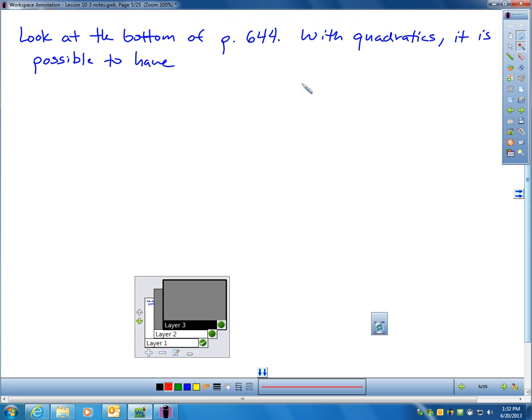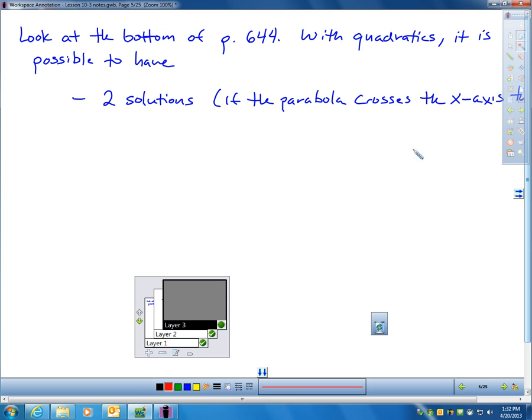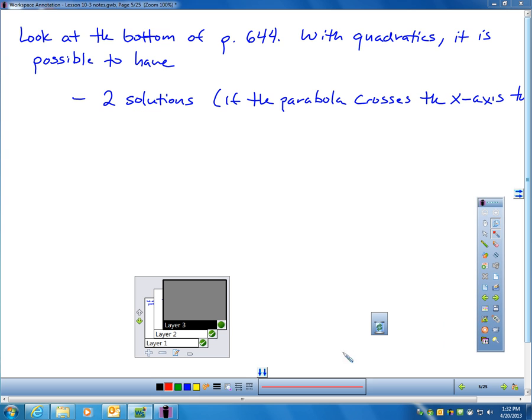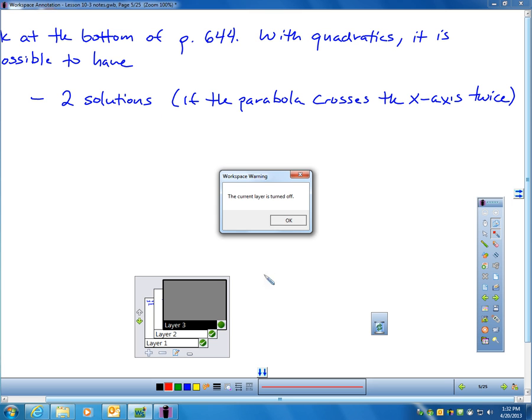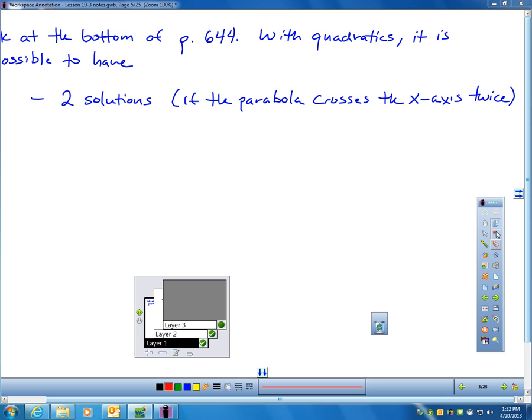Look at the bottom right now of page 644 in your book. You'll see 3 pictures in a key concept box. You must know these 3 situations, okay? The first situation would be 2 solutions. If you see a parabola and it's intersecting the x-axis in 2 places, that's when you have 2 solutions, all right?